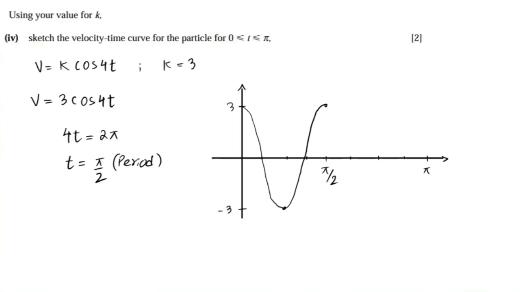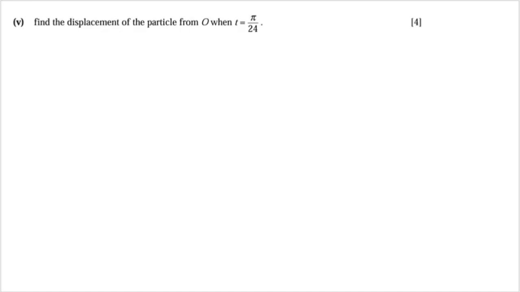So let's make the second cycle. Let's hope I make it good with my emulator. Okay, so this and this. Yeah, that should do. And part 5, find the displacement of the particle from O when t equals pi over 24.